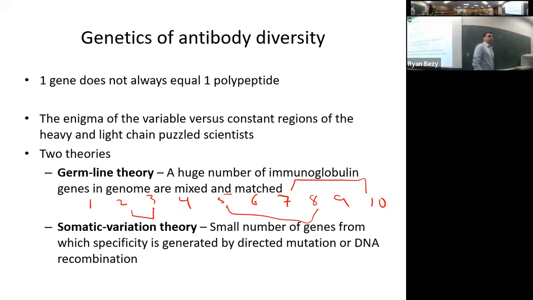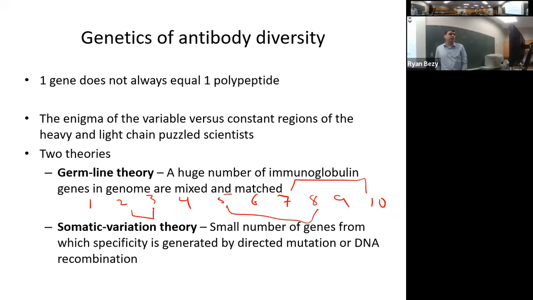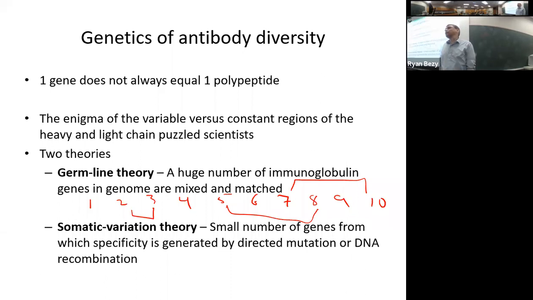The other theory was what was called somatic variation theory, that there isn't a huge number of genes, that there's a small number of genes from which specificity and variation is generated by directed mutation. Just take the genes that code for variable heavy domain or variable light domain and just randomly mutate them, is this idea. So these were the two competing theories for how you got antibody diversity early on in research. Any of you guys happen to know which one ended up being the answer?